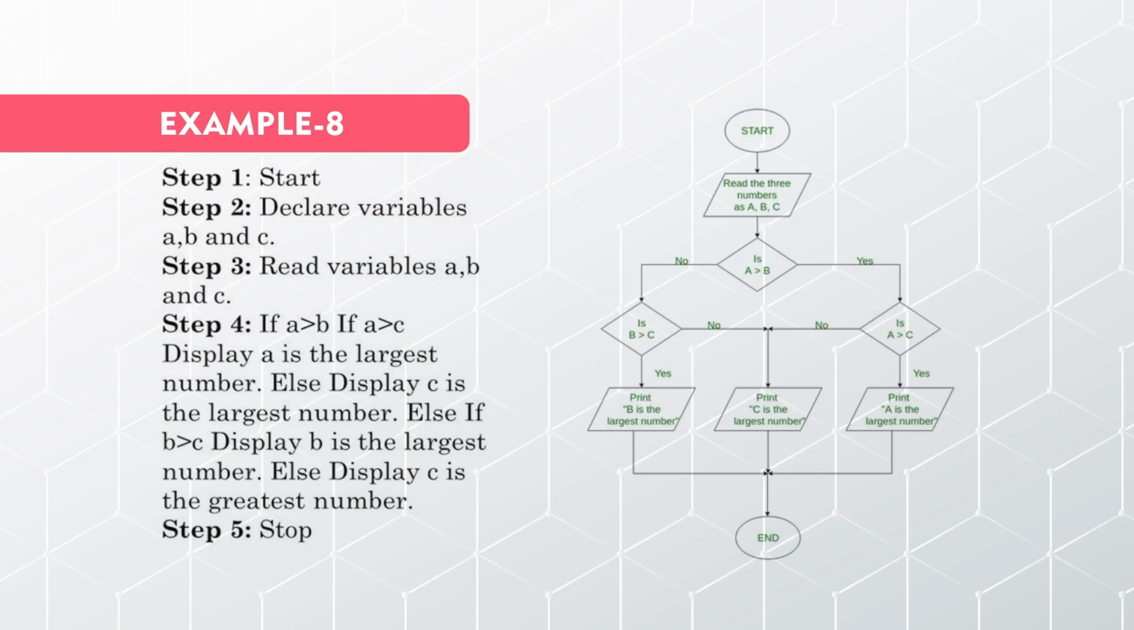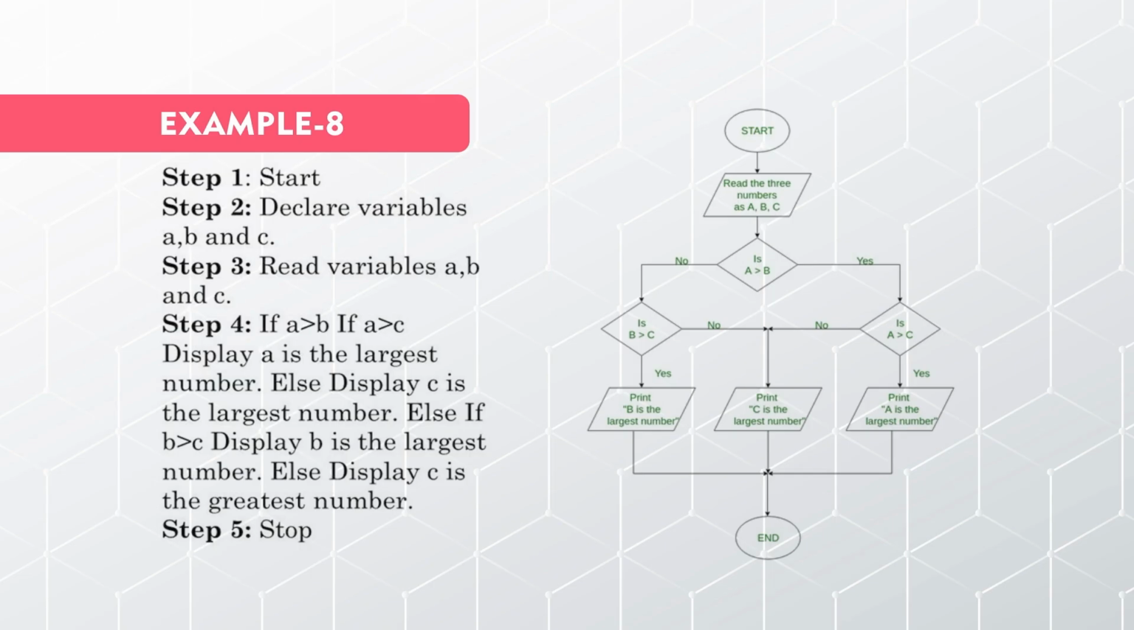Step 4 says that if A is greater than B and A is greater than C, then automatically A is the largest. But if A is greater than B and C is greater than A, then C is the largest. But if A is greater than B and B is greater than C, then B is the largest. Now this step 4 seems to be very complicated, but the understanding of this step 4 will be much simplified in the flow chart.